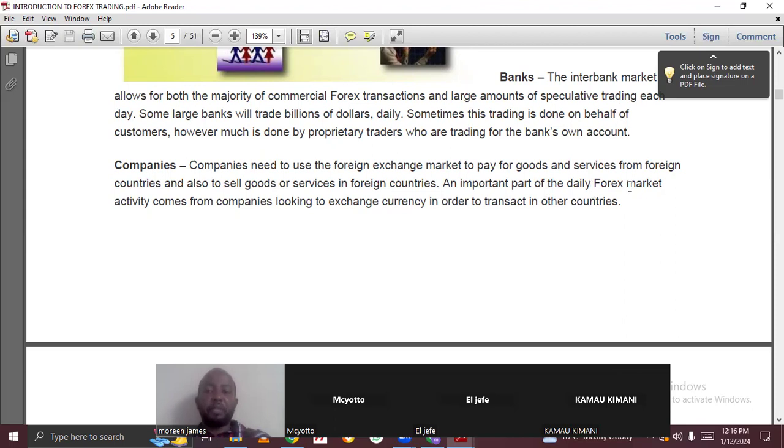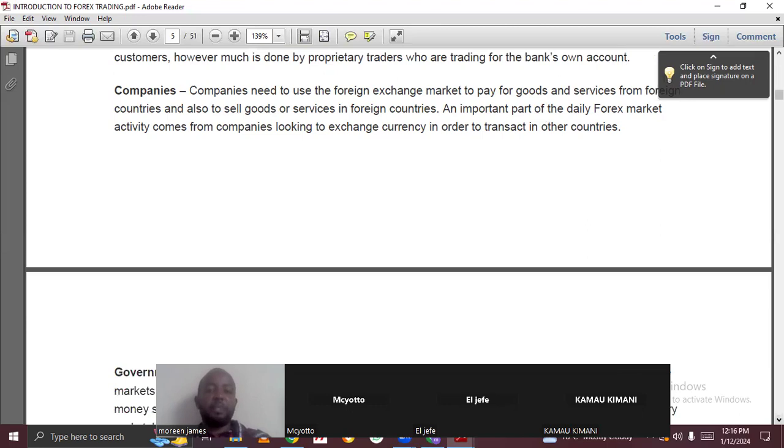So a very important part of the daily Forex activity comes from companies looking to exchange currency in order to transact in other countries. So we'll be tackling this. It's called balance of trade, or the imports and exports. It is very, very important in fundamental analysis. I'll be dealing with it in depth later.